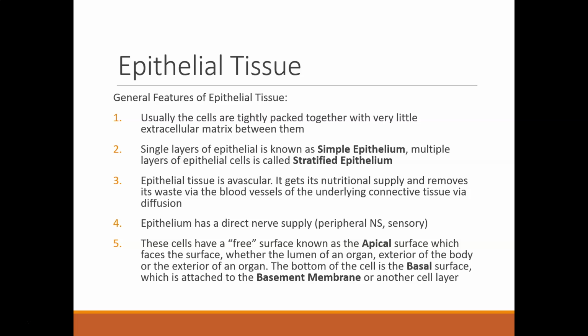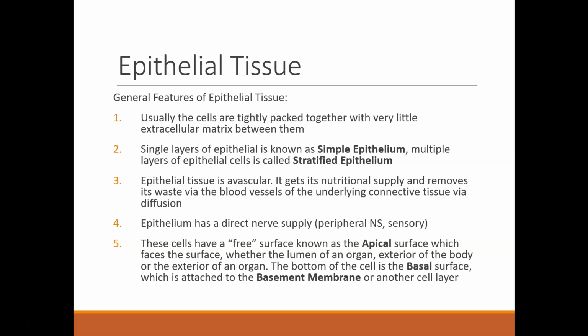So again, like I said, any tissue is based on its cells and what's between them. Because of the role of epithelial tissue, it sort of has to be waterproof and protective and so forth. One of the general features we see with epithelial tissue is the cells are tightly packed together with very little extracellular matrix between them. And in some cases, they're actually fused together, or they get stuck together. We'll talk about that a little bit later in this slide set.